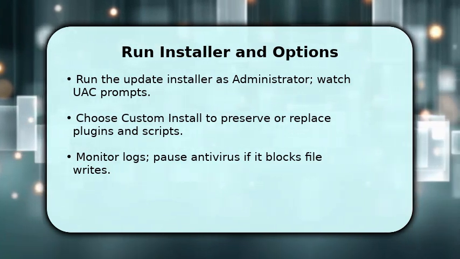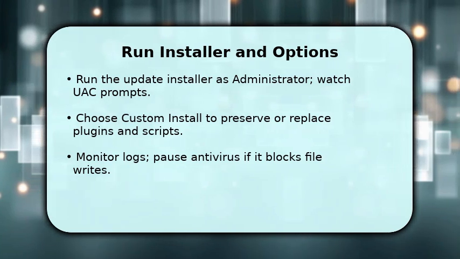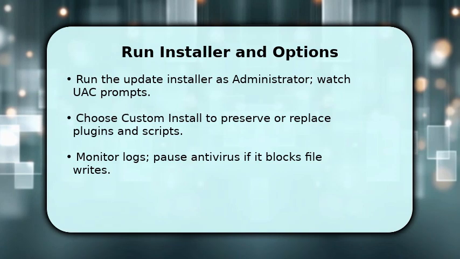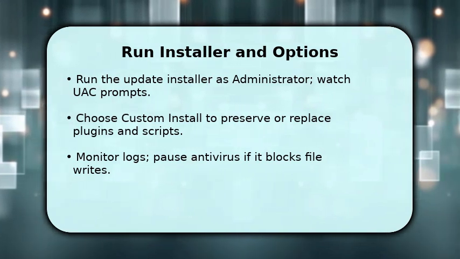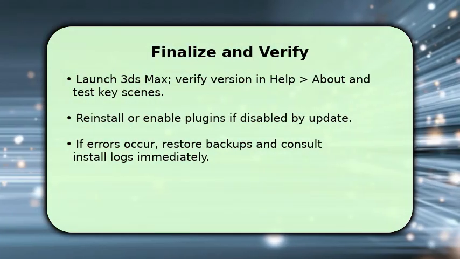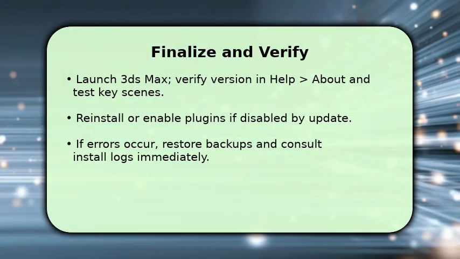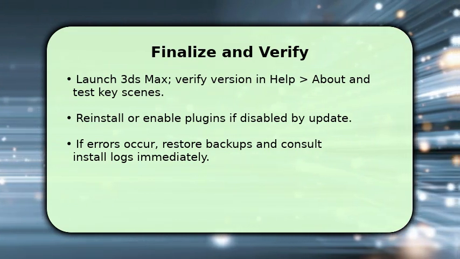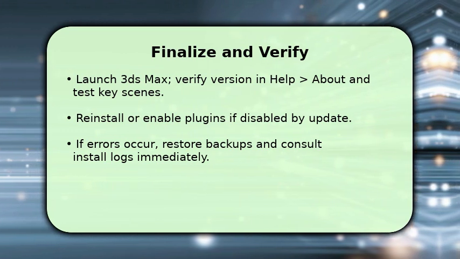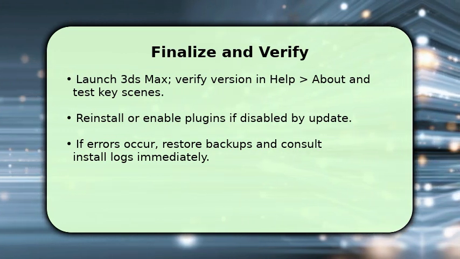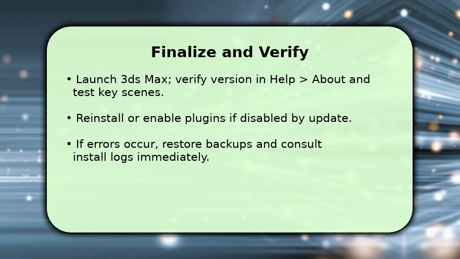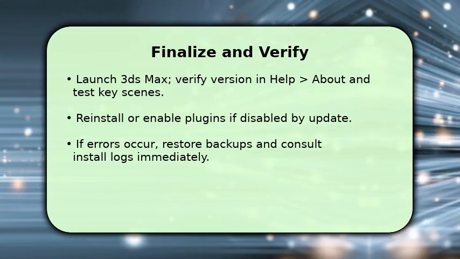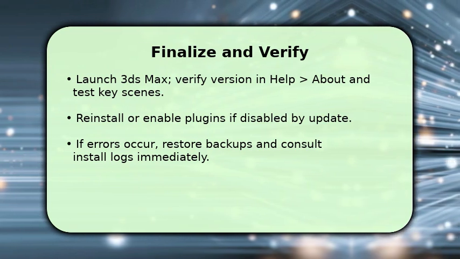If your antivirus flags the installer, temporarily pause it, just long enough to complete the right operations, then re-enable it to retain system safety. Once installation finishes, launch 3ds Max and confirm the version under Help About. Open a couple of representative scenes to validate rendering, viewport, and script behavior. If plugins were disabled during the update, re-enable or reinstall them and check compatibility notes. Make sure to reapply your UI prefs if needed.